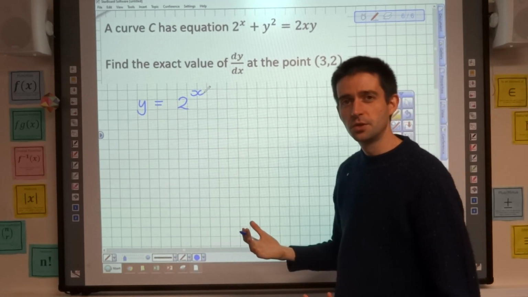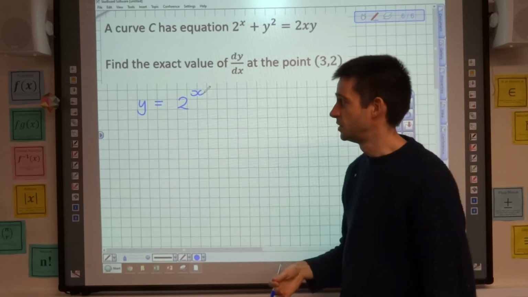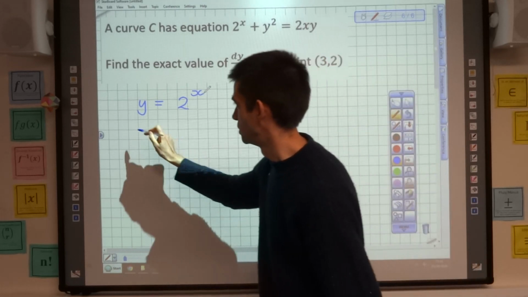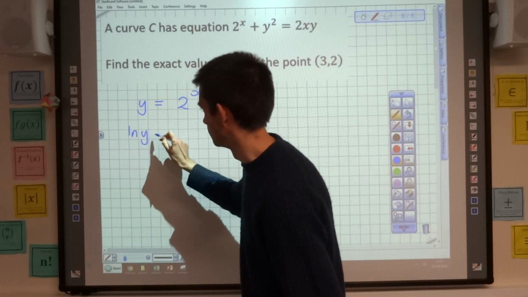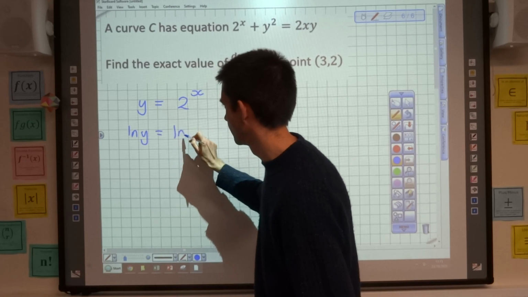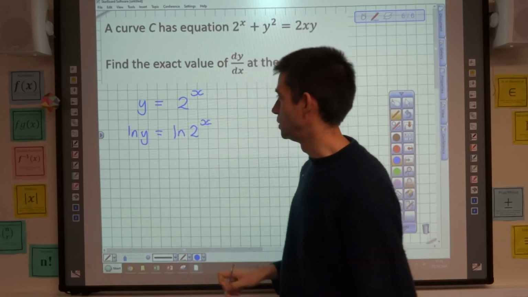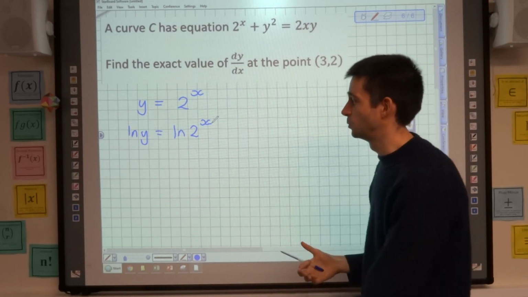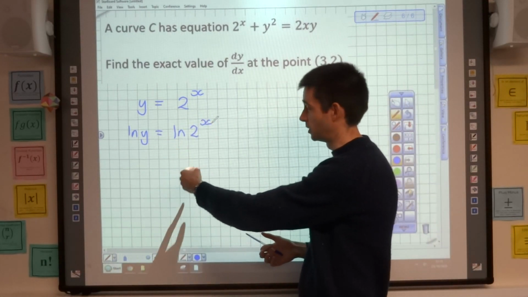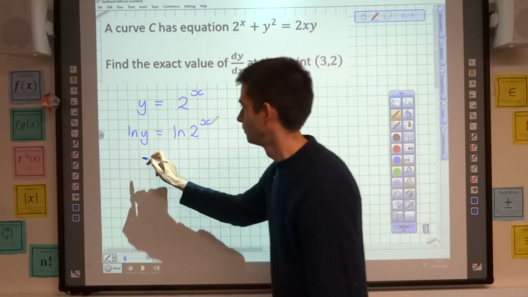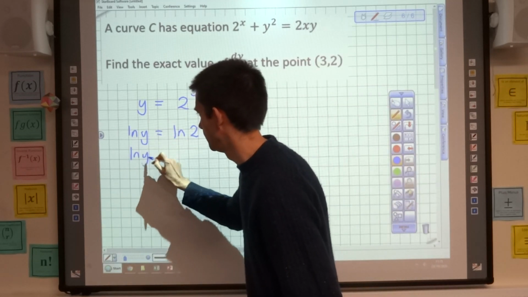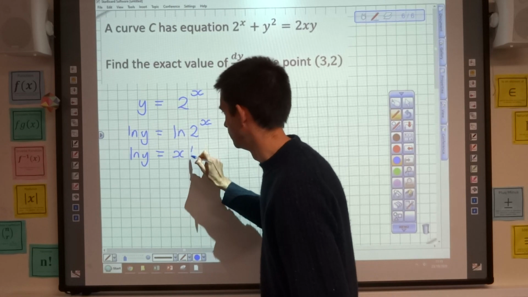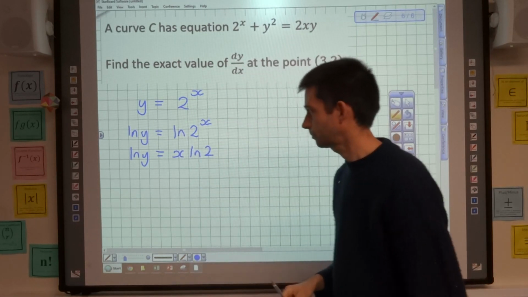The first thing that we want to do to show how you would differentiate this is to ln both sides of the equation. So natural logarithm. So I'm going to say that ln y equals ln of 2 to the power of x. And the reason for doing that is what that means with my index rules for logarithms. I can bring this x down and I can say that ln y is equal to x ln 2.